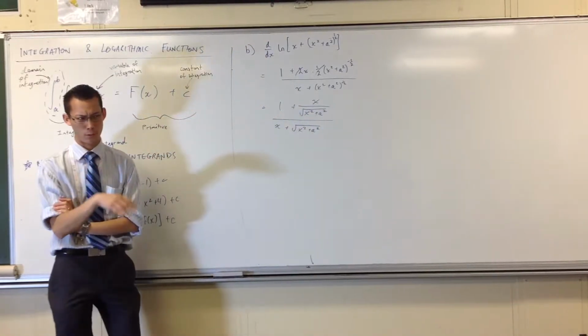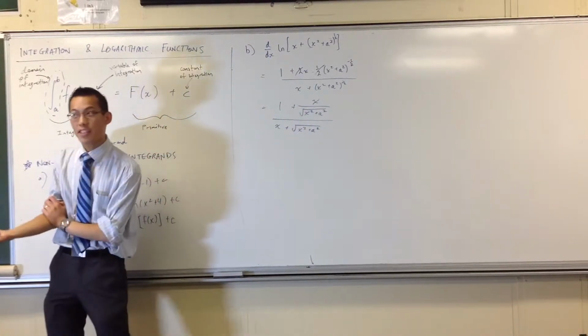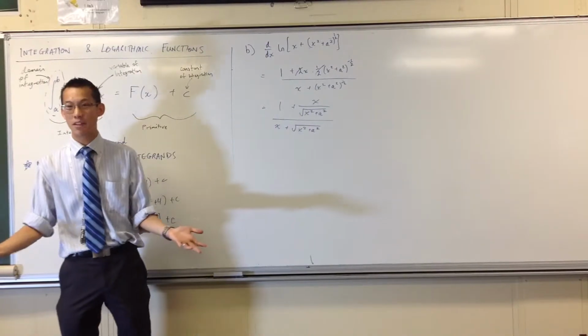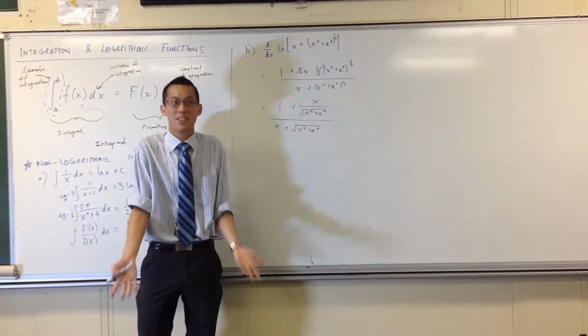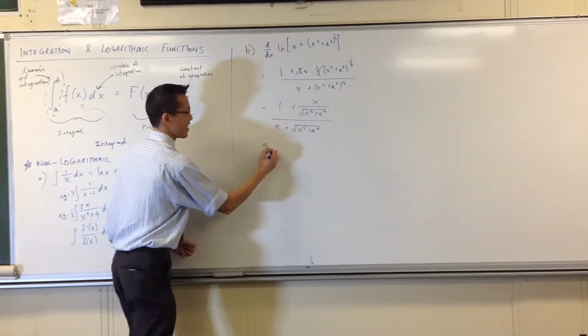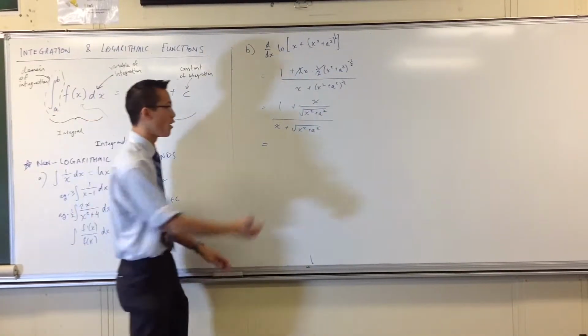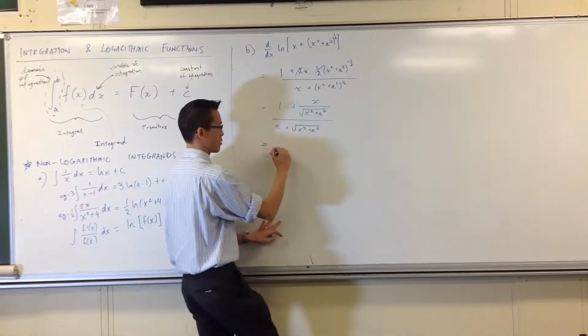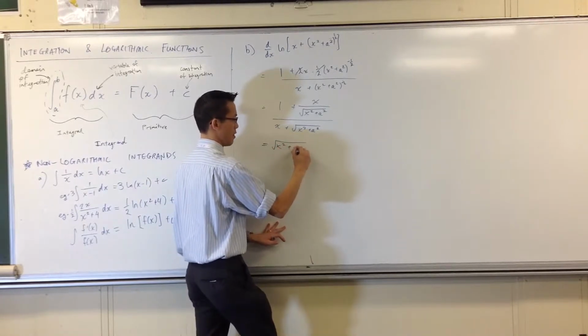I think it's a fraction. The easiest way to get rid of the denominator is just to multiply through by whatever the denominator is, right? Okay, so let's multiply through by the square root of x squared plus a squared. This is 1, so it's just going to become that.